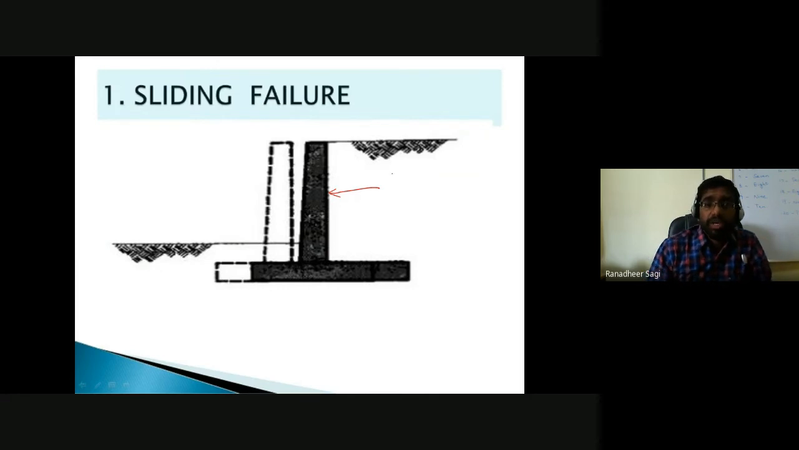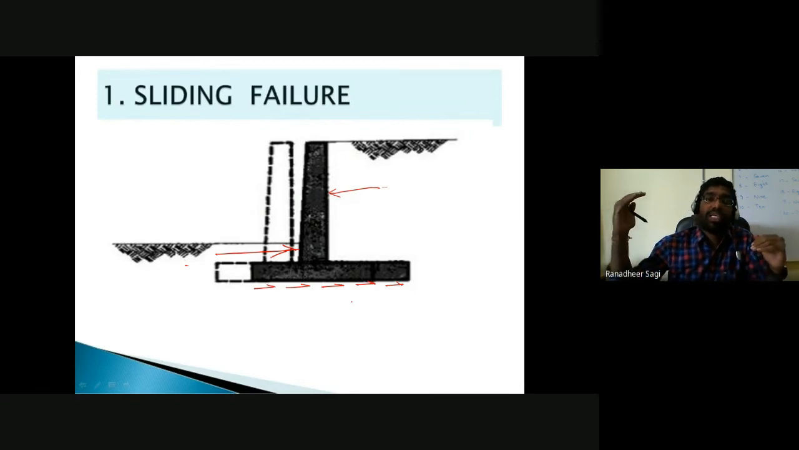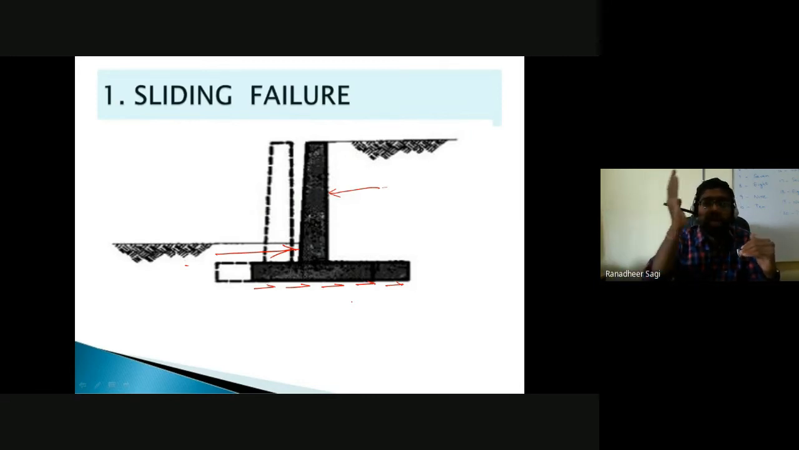Why does this sliding happen? Because the force coming on this retaining wall from the higher elevated ground is more than the resistance developed at the base of the retaining wall, plus the resistance additionally offered by the passive earth pressure thrust force. So if the total force being resisted is less than the force being exerted by the higher elevated soil on your retaining structure, then your retaining wall tries to move in the forward direction. We should not have such forward displacement happening in the retaining wall. Such failure is what we call sliding failure.